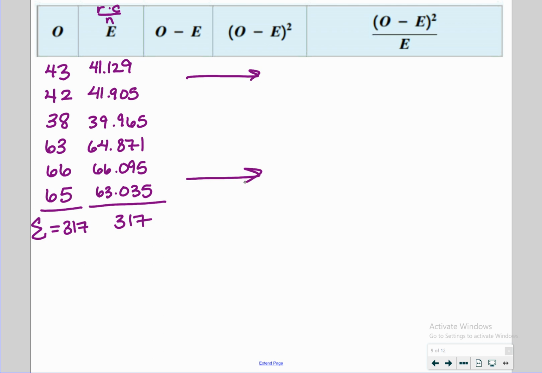So O minus E, square it, divide by E. You're doing that for each set. All right. And again, I'm just going to round to 3 decimal places. Subtract, square it, and divide. 0.085. Ooh, that one's tiny. I'm going to give this one 4 decimal places, 0.0002.